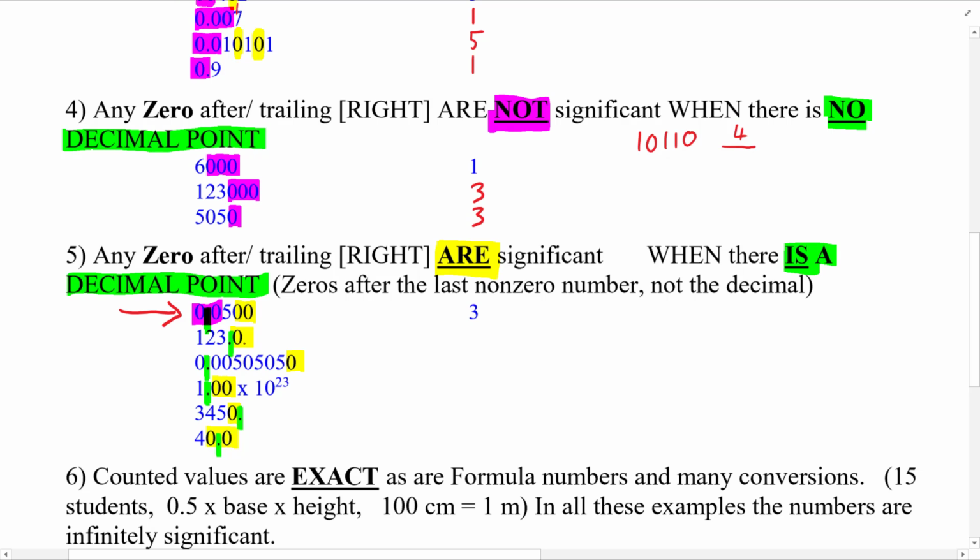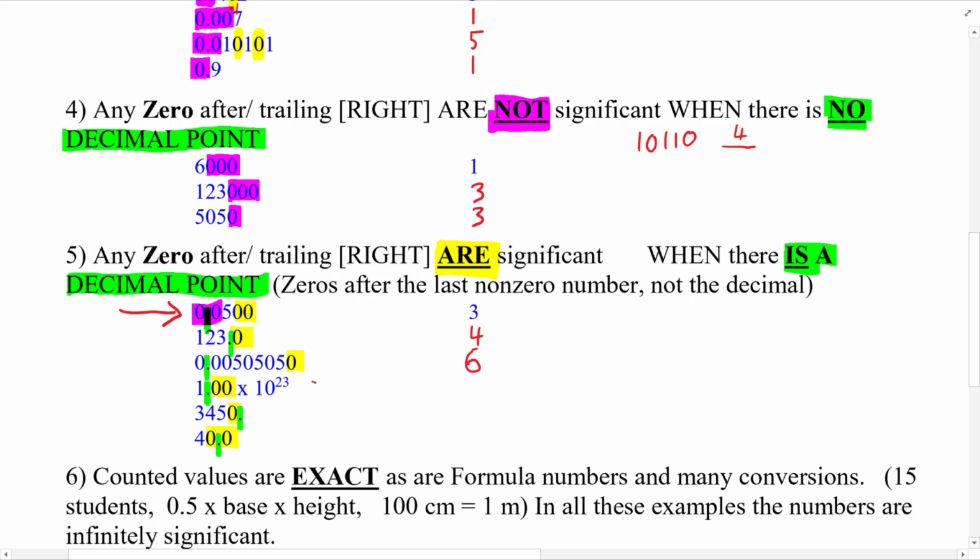So 123.0 will have 4 sig figs. 0.00505050 will have 6 sig figs. Write these numbers down, folks. They're on your sheet.